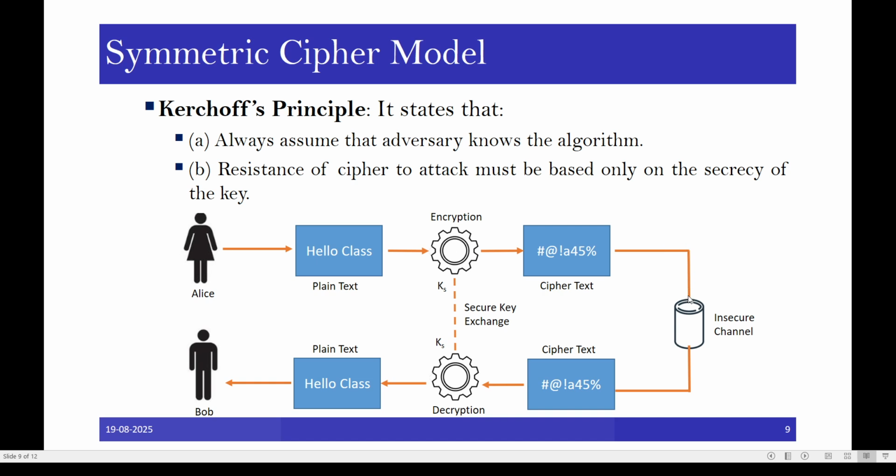Now the ciphertext passes through the insecure channel. It reaches the other end, where the ciphertext is decrypted again using the same key, and now the user Bob can see the plain text in the form of "hello class". So this is a basic model for encryption and decryption.